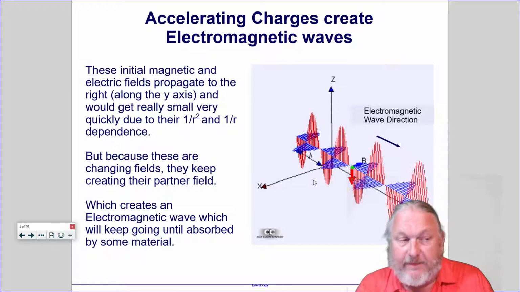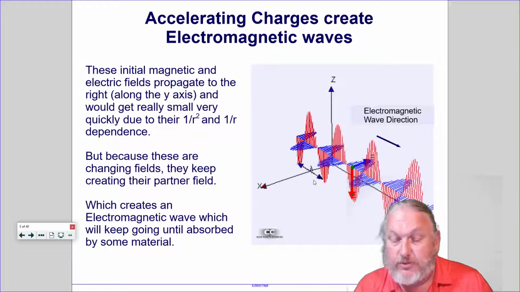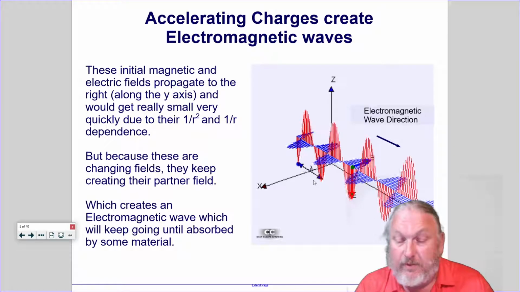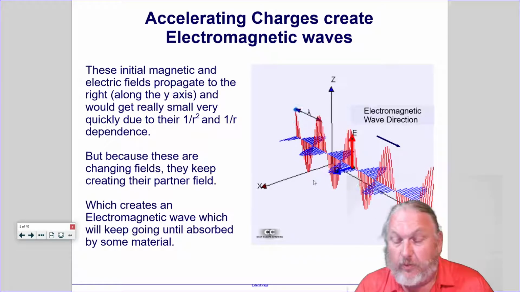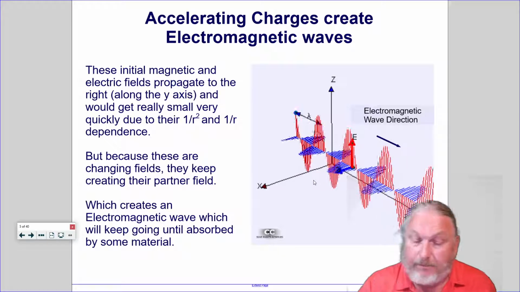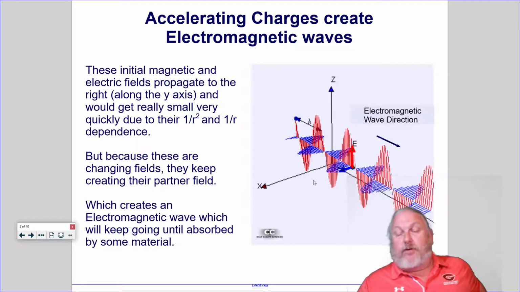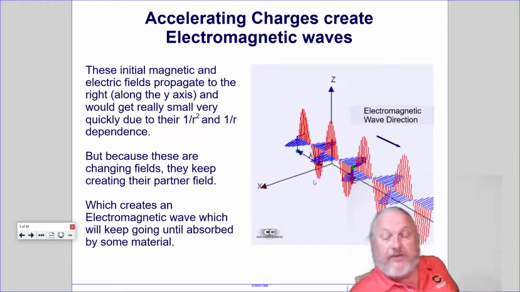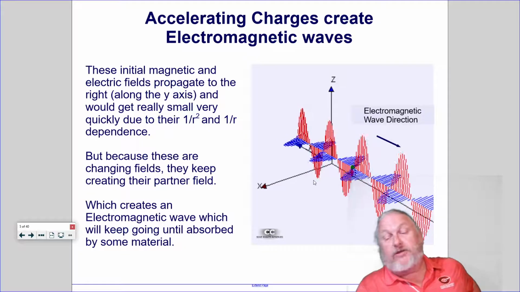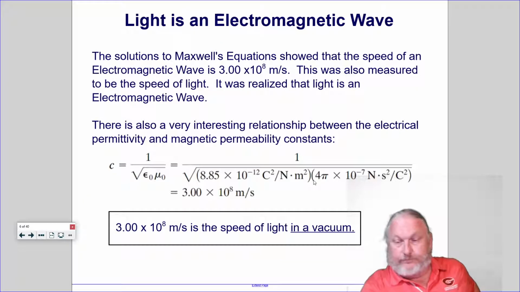These initial magnetic and electric fields propagate to the right along the y-axis, and they get very small very quickly due to the 1 over r squared and 1 over r dependence. But because these are changing fields, they keep creating their partner field. This creates an electromagnetic wave which will keep going and going until it gets absorbed by some other material, like a wall.